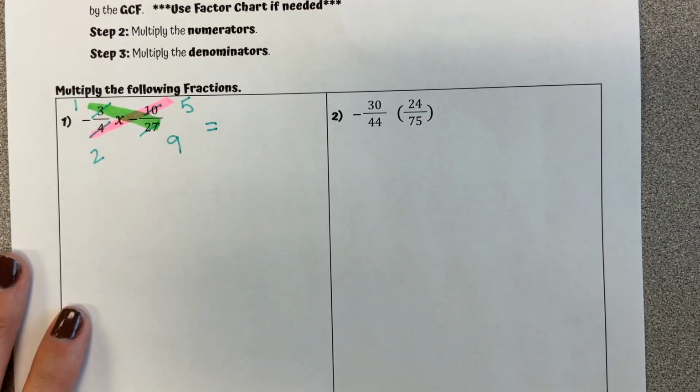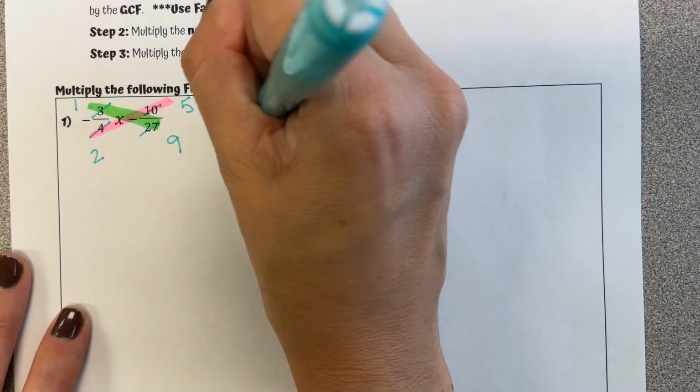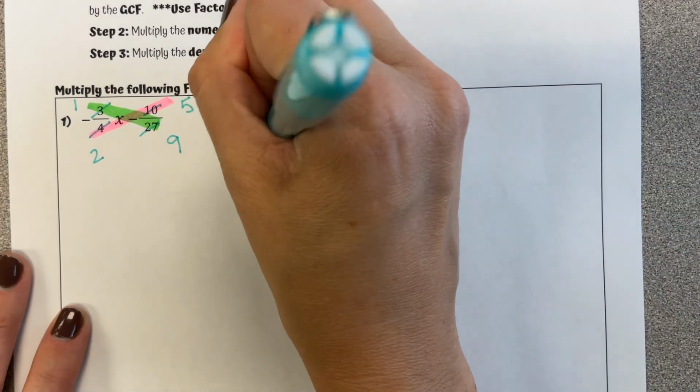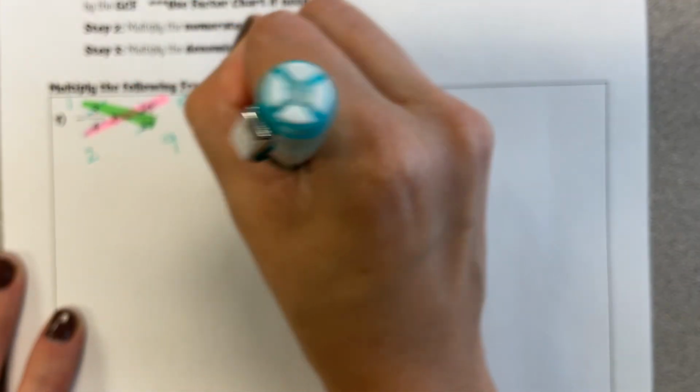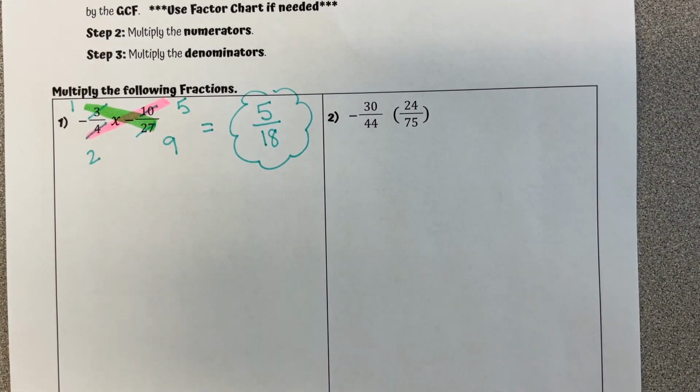Now I can multiply across our simplified expressions. 1 times 5 is 5. 2 times 9 is 18. Now we need to look. It was a negative times a negative, which is a positive result.